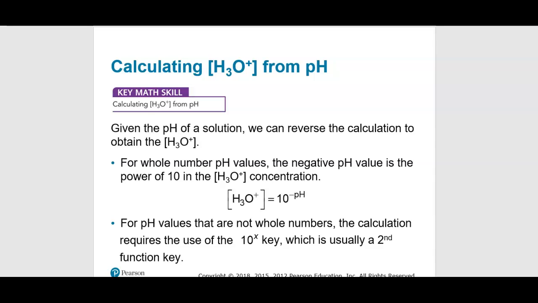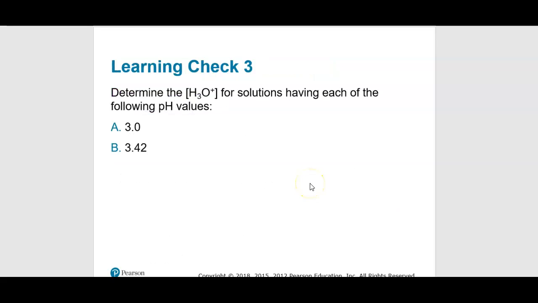Now, given the pH of a solution, we can reverse the calculation to obtain the hydrogen ion concentration. So how do you do that? You take 10 to the negative pH. For pH values that are not whole numbers, you have to use the 10 to the x key, which is usually a second function. Although I think you can use an anti-log key as well. So let's do these real quick. Determine the hydrogen ion concentration for the following pH values.